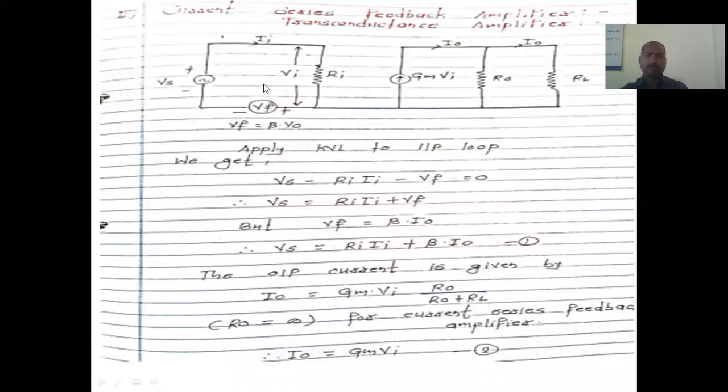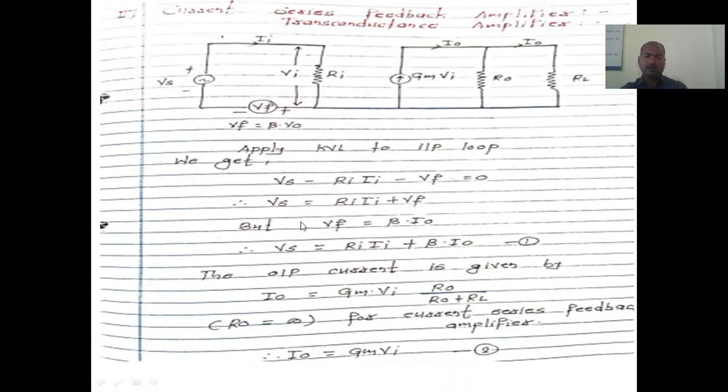Okay, now we apply the KVL to the input loop. This is the input loop. So Vs minus Ii into Ri, minus Vf, which is equal to 0. Okay, with respect to Vs, this negative goes to the other side and becomes positive. So Vs is equal to Ri into Ii plus Vf.